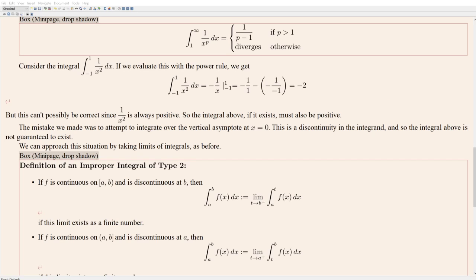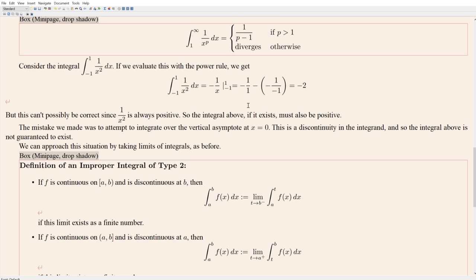So what's going on here? Well, the problem is that this function, 1 over x squared, is not continuous on this interval. Definite integrals are only guaranteed to exist if the function is continuous over the interval that you are integrating. But that is not the case here. Indeed, this has a vertical asymptote at x equals 0. So this function is discontinuous at x equals 0.